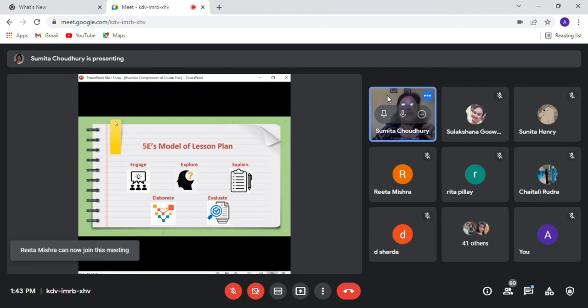Engage. To mentally engage students with an activity or question. It captures their interest, provides an opportunity for them to express what they know about the concept or skill being developed, and helps them to make connections between what they know and the new ideas.